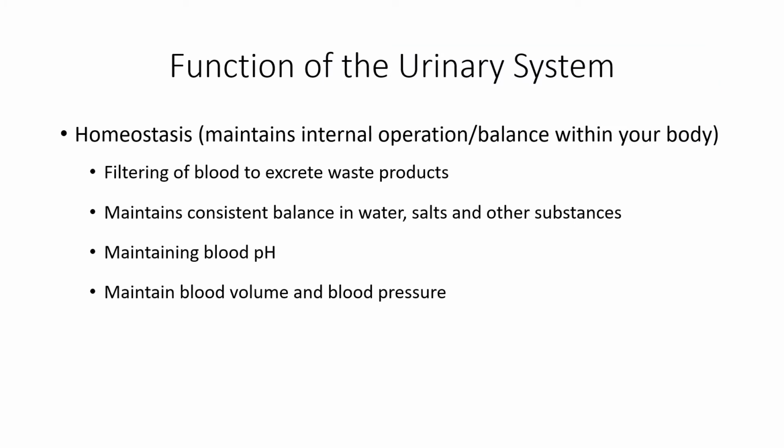The function of the urinary system: a big role of your urinary system is to maintain homeostasis. This is mentioned in your textbook. Homeostasis, if you simplify, is trying to maintain the internal operation of balance within your body. And how this is done is through the filtering of blood and excreting waste products that your body doesn't need, and this is done through your kidneys.